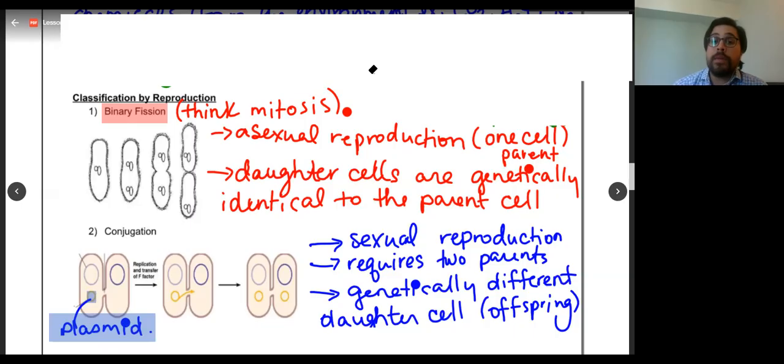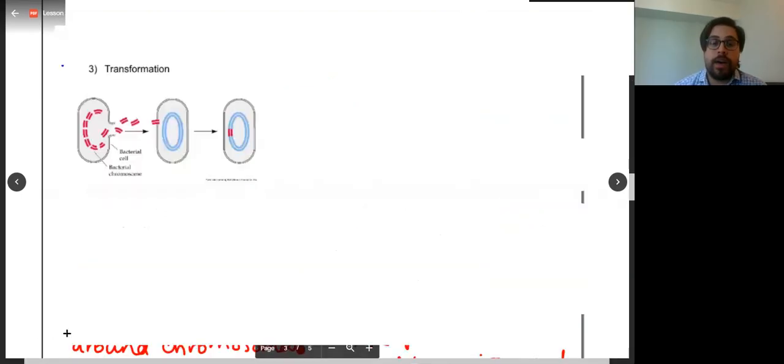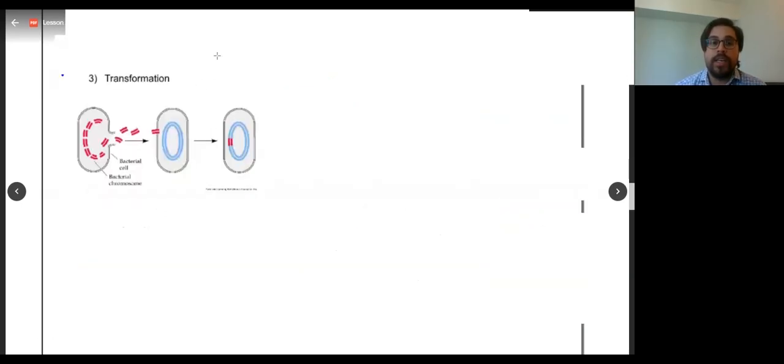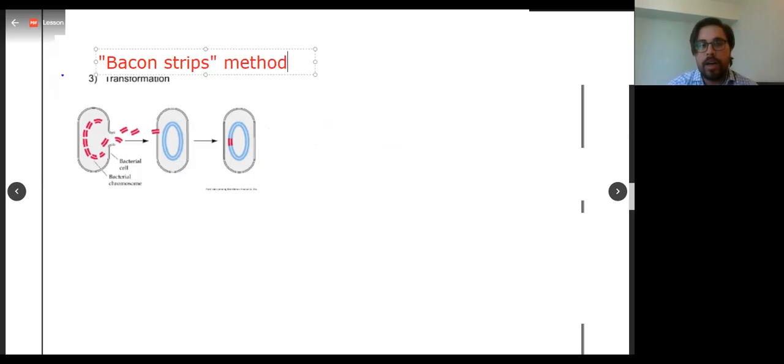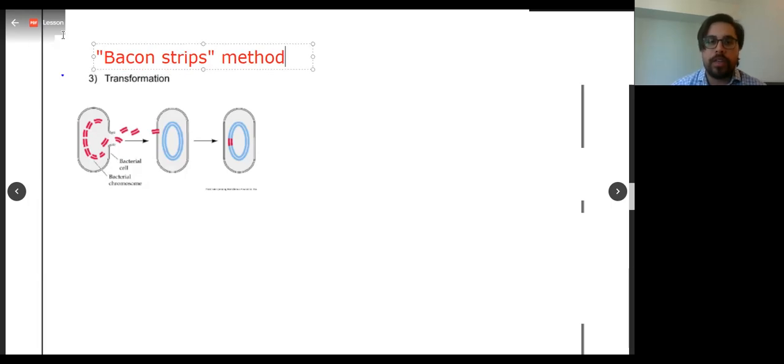Alrighty, so the last method that we'll speak of today with regards to reproductive techniques is what I like to lovingly call the bacon strips method. And usually students remember the bacon strips method because bacon strips can be turkey bacon, they can be vegan bacon, whatever floats the boat down the moat.